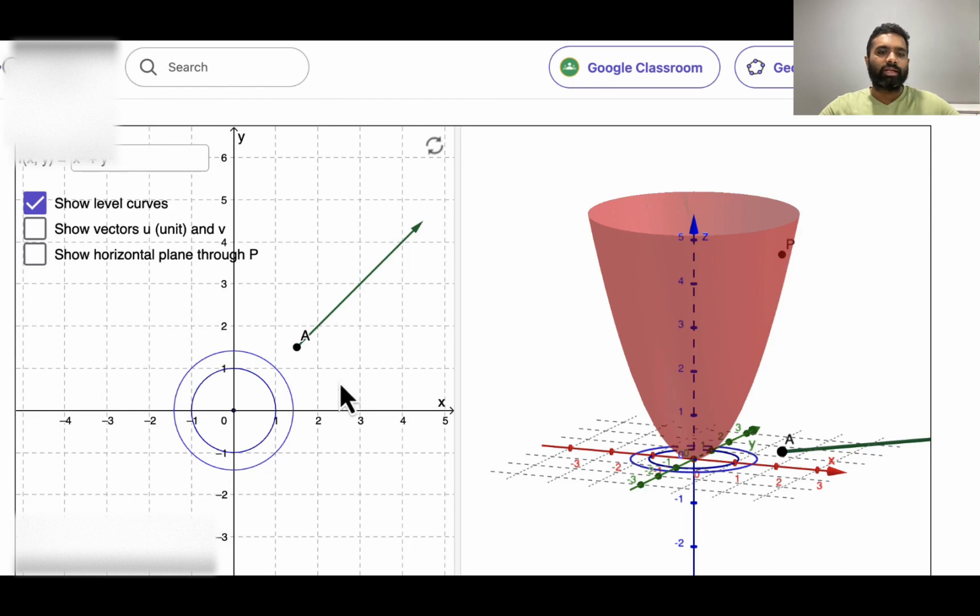If you see that the gradient is something like this, you will notice that it is actually perpendicular to the contours that you have shown. So this is a property of the gradient. It will always be perpendicular to the contours that you are showing.